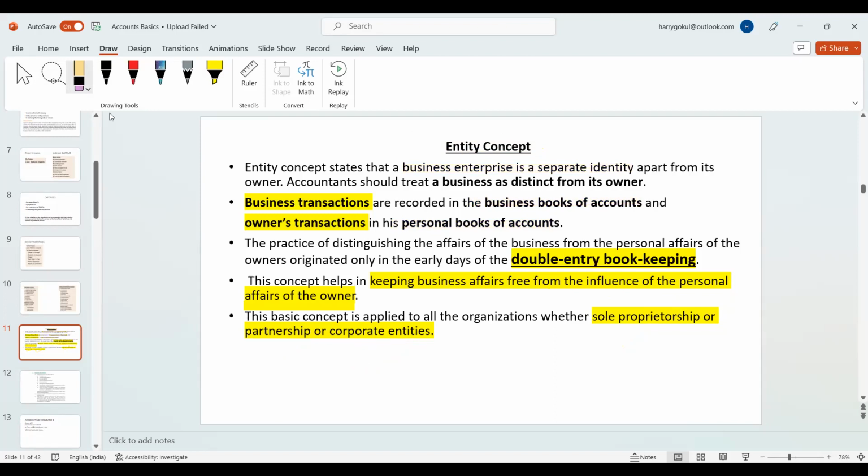Okay, does anyone have any doubts regarding the entity concept? The owner and the organization are two different persons. That's actually the meaning.